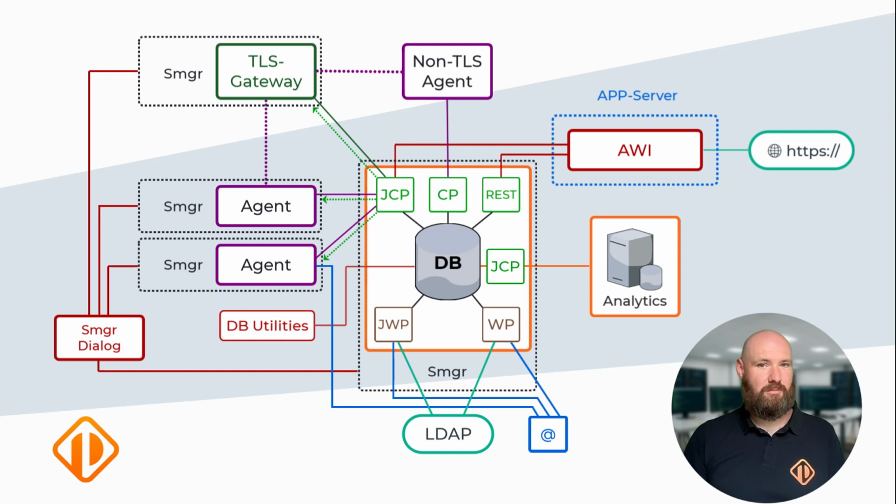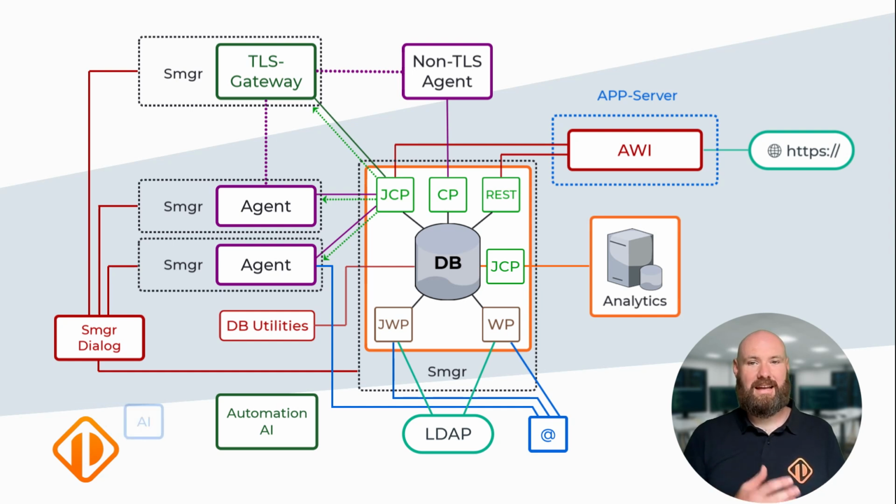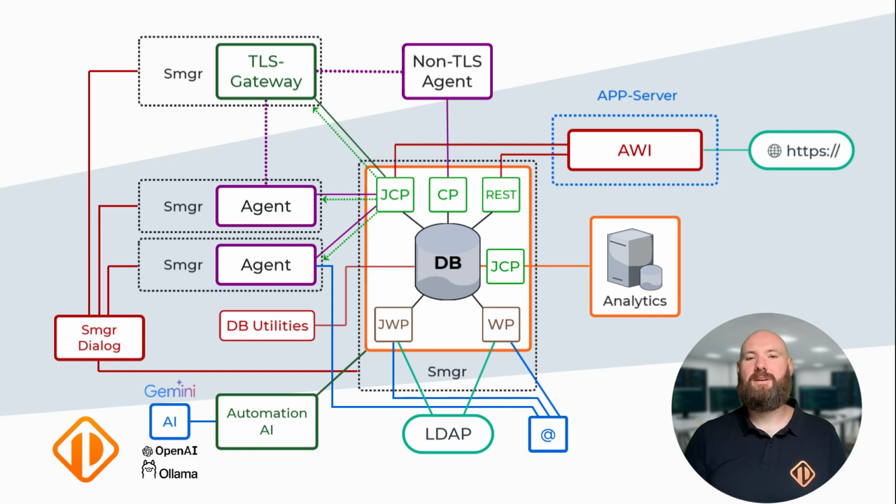Since version 24.4, the optional component Automation AI adds generative AI features to the Automic automation engine. It serves as a proxy between the AE and a large language model, such as Gemini, OpenAI GPT, or a local Ollama model. And it also provides its own REST API.